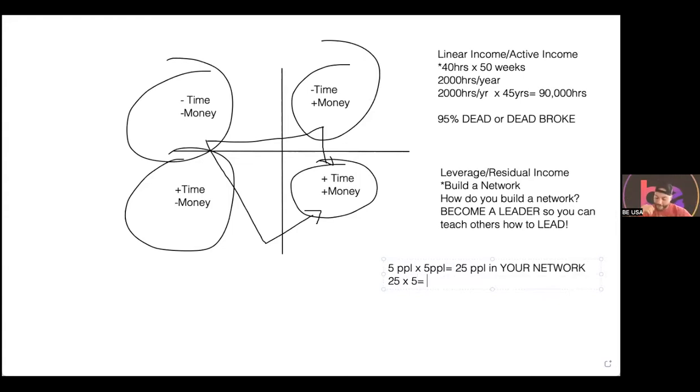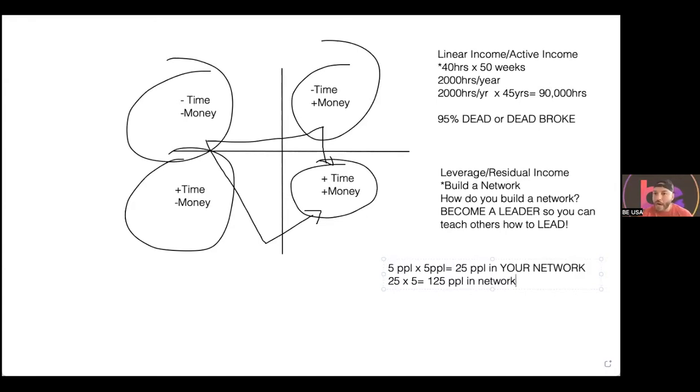What do you guys have? I have the numbers here. Where's my math? Now you have 125 people in your network. Oh my God, Andrew. I have 125 people in my network, dude.